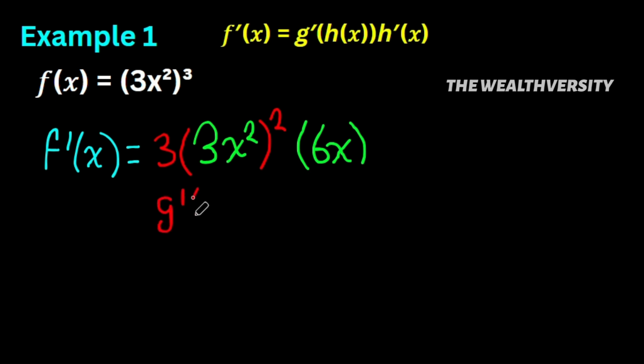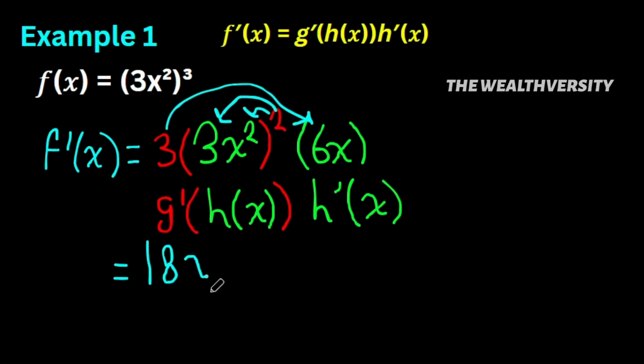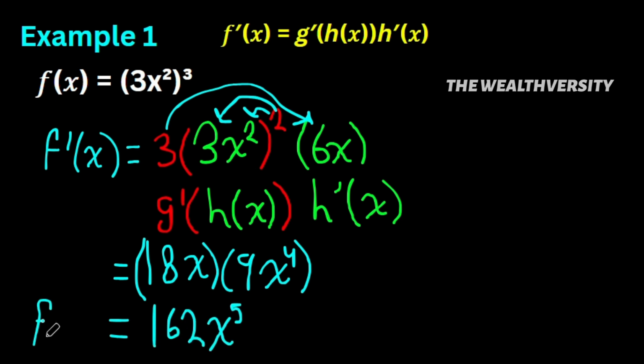So the 3 times the bracket raised to the exponent 2 is g prime of x, and the function within it is h of x, and 6x is the h prime of x. Next we distribute the exponent 2 into the bracket and multiply 6x by 3. We get 18x times 9x to the power of 4, which equals 162x to the power of 5.